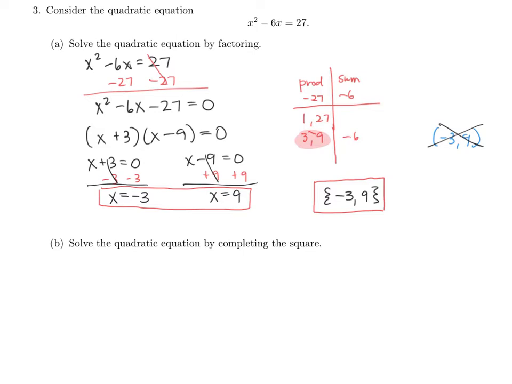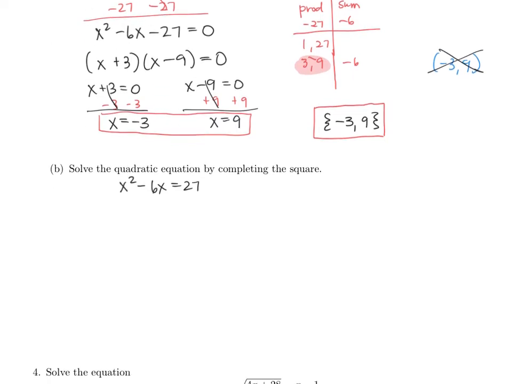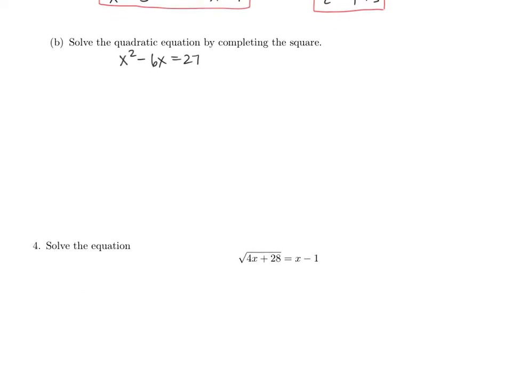All right, so let's look at B. B, we need to solve by completing the square. So let's start by writing down what we have. x squared minus 6x equals 27. Okay. So for completing the square, you want everything with a variable, or everything with an x, on the left and everything without an x on the right. So it's set up the way we want it.